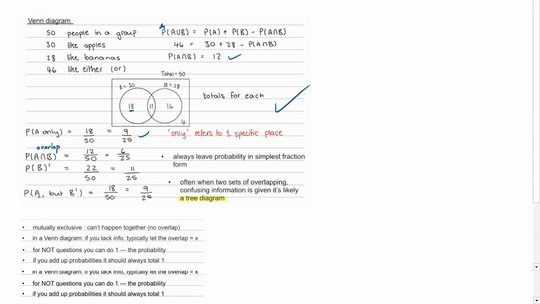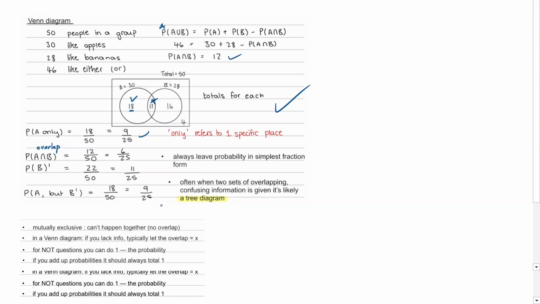This one's a bit trickier. The probability of A, so at the moment it could be either of these answers, but it must not be in B, so it cannot include anything to do with B. So I cancel that out, so it's just this. So it's 18 over 50, which is 9 over 25.